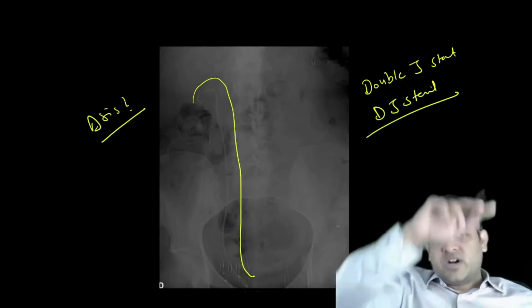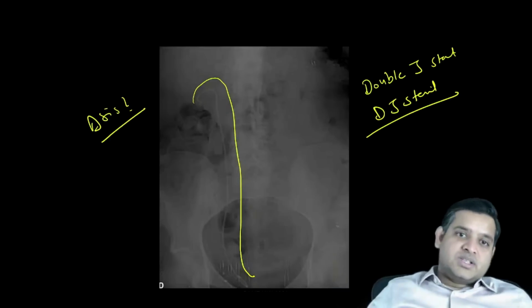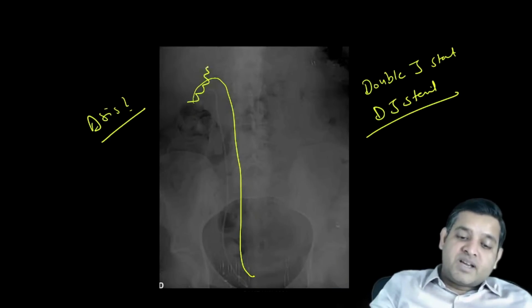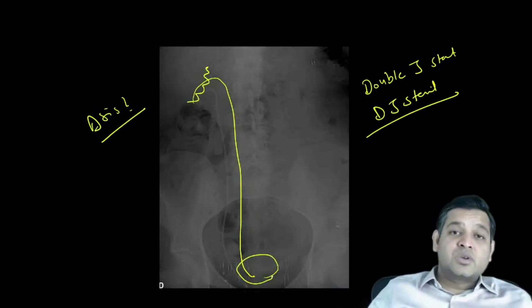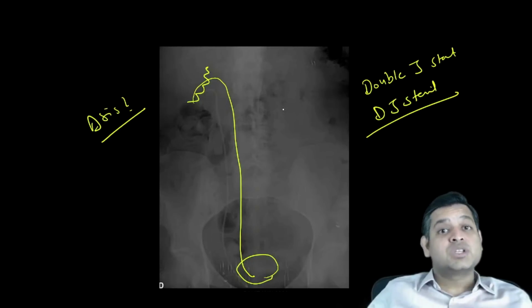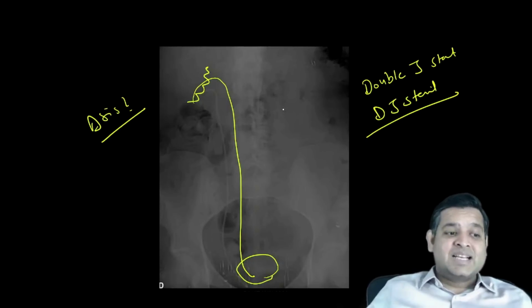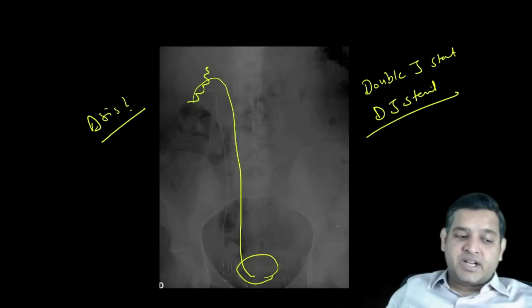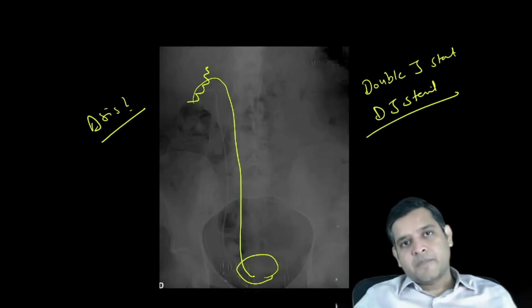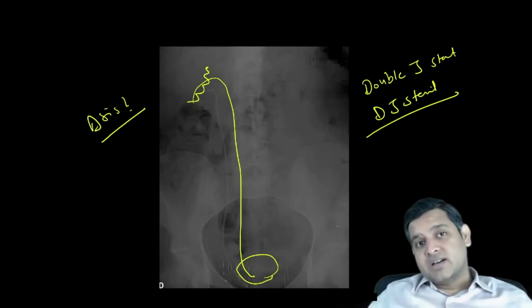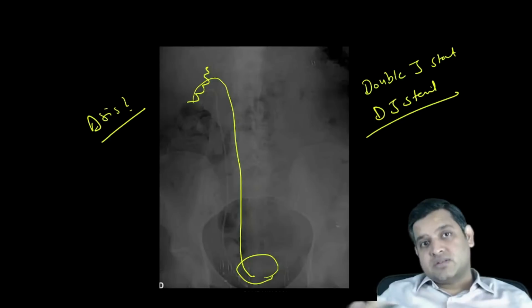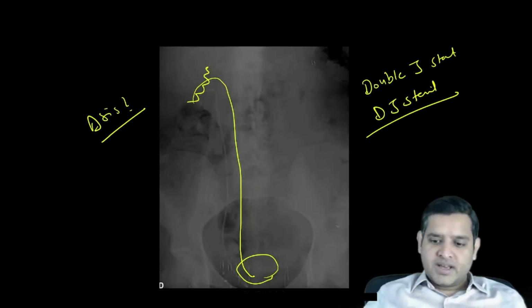This is not a stone. You cannot have an elongated stone like that. This is not an IVP. An IVP should have shown you a pelvicalyceal system as well as some dye in the ureter and the bladder, and on both sides. So this is a metallic stent which is called a DJ stent or a double J stent. Examiners are very fond of asking about stents and tubes in the radiograph.